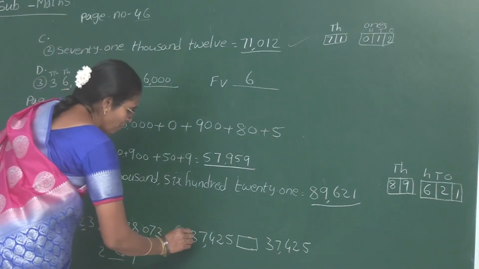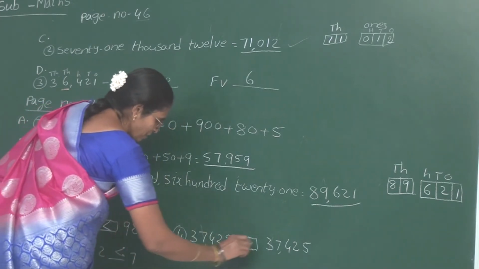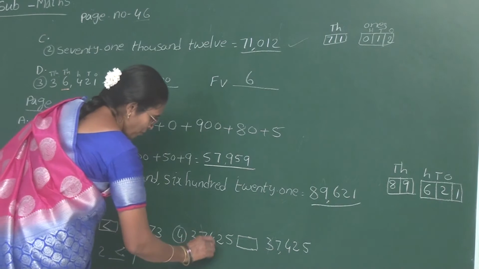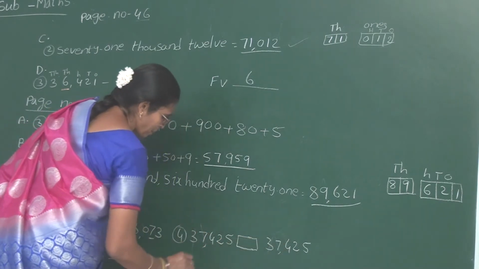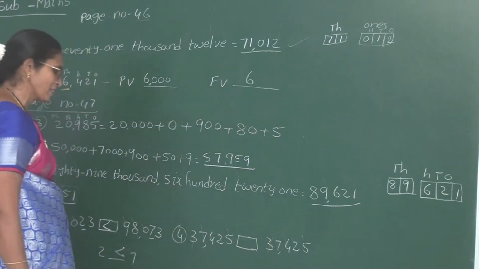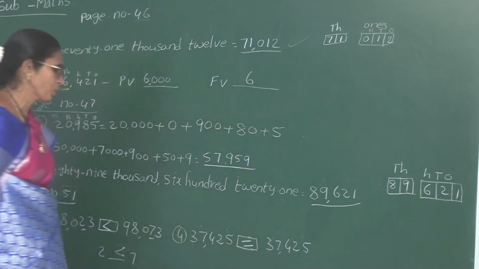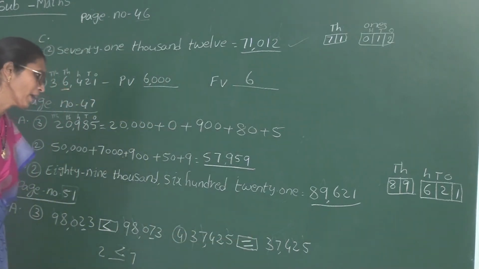Okay, left side, first place, what is there? 3. And here also 3. And 7, 7, both are same. And 4 and 4, same. 2 and 2, 5 and 5. All are same. And all are same means what is the symbol here? Is equal. These two numbers both are equal.